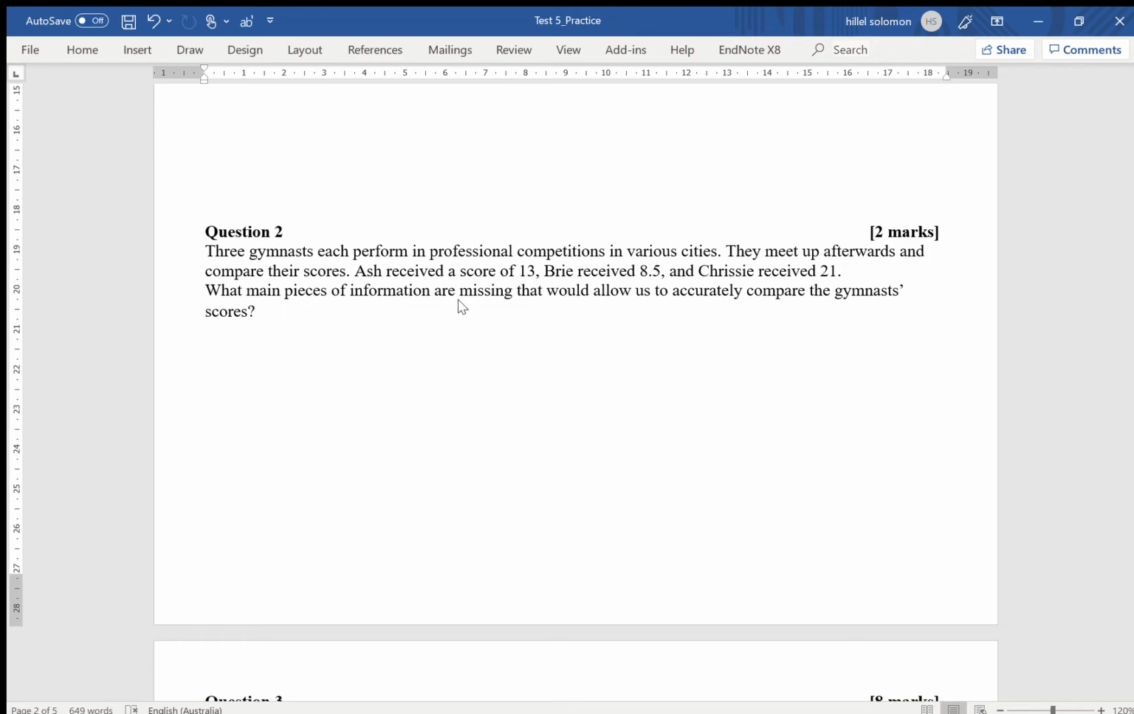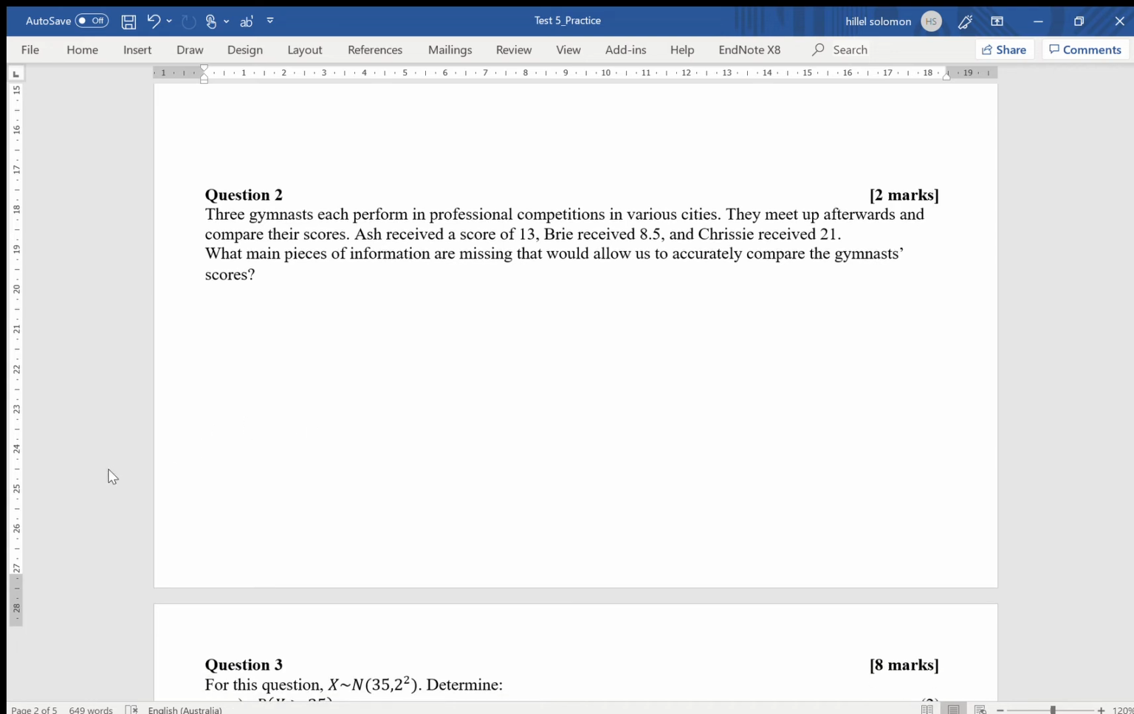They meet up afterwards and compare their scores. Ash received a score of 13, Bree received 8.5, and Chrissy received 21. What main pieces of information are missing that would allow us to accurately compare the gymnasts' scores? Well, if you guys remember, we've gone through this in class. Those scores at the moment don't really mean anything to us now because we're missing 2 main things.